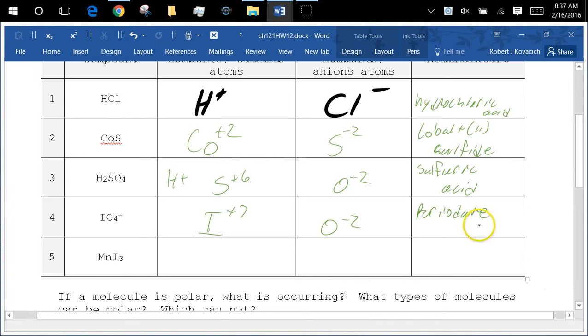So what's the 8 part mean? More. And then the per part? More. Okay. So we got more oxygen. Excellent. Last one here. Who's the cation and why?